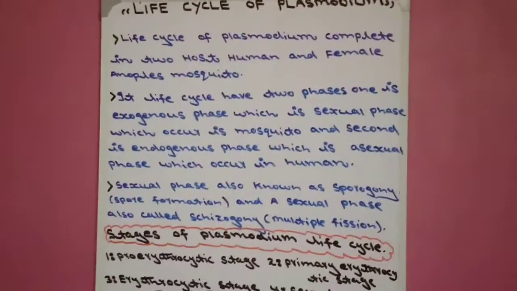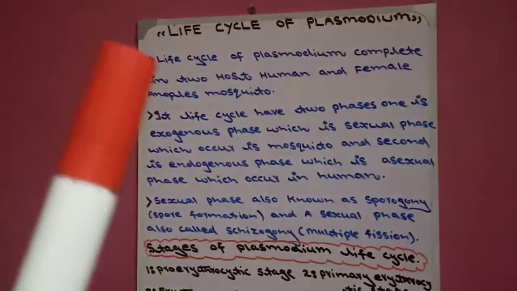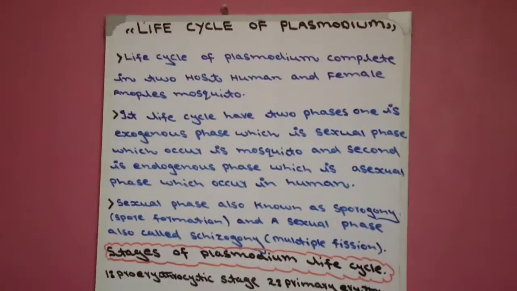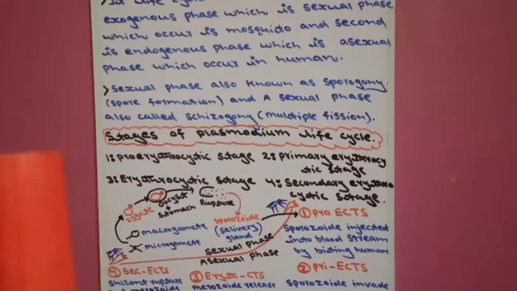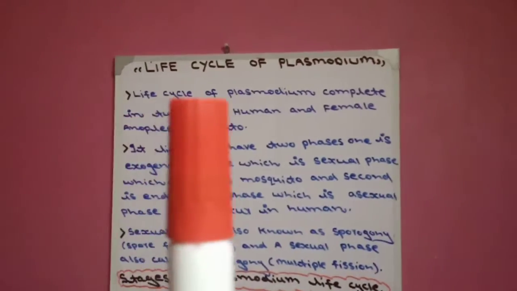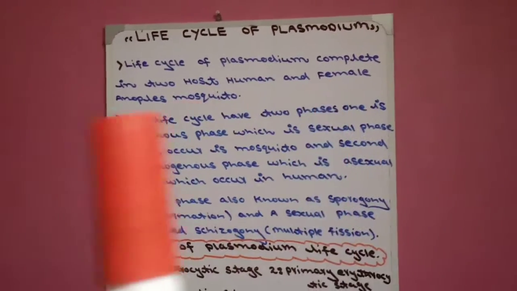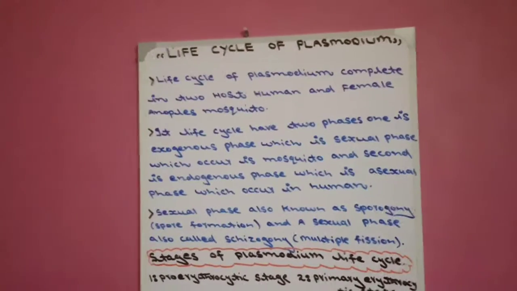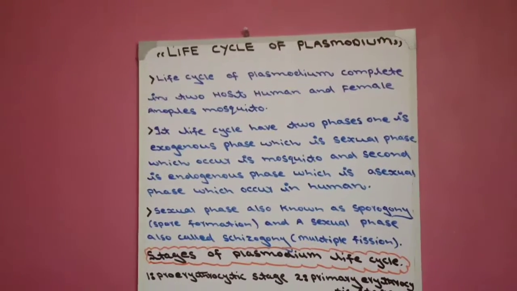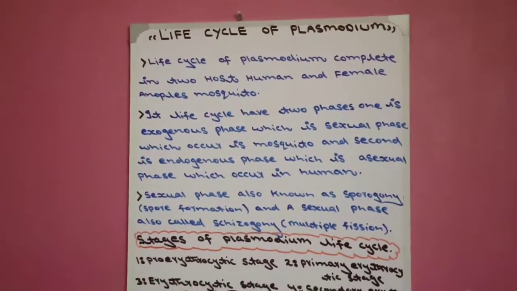Now in today's topic, life cycle of Plasmodium. First we will study some important points about the life cycle of Plasmodium. Then we will study the stages of the Plasmodium life cycle. First, the life cycle of Plasmodium completes in two hosts, not in one host. One host is human and the other host is the female Anopheles mosquito.